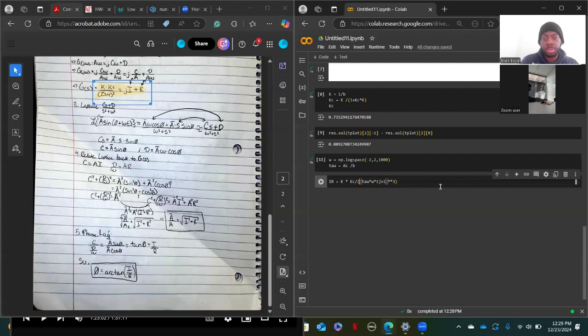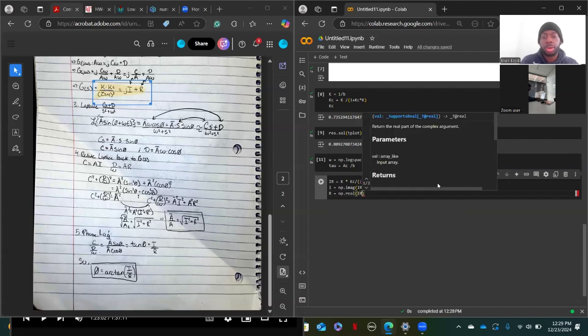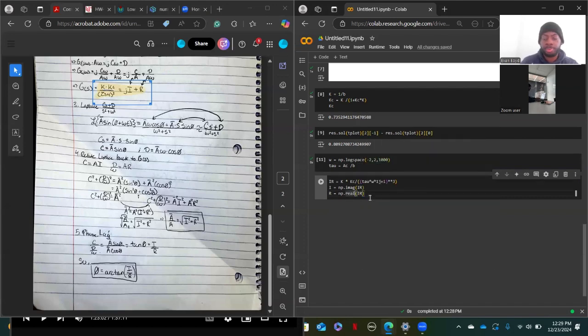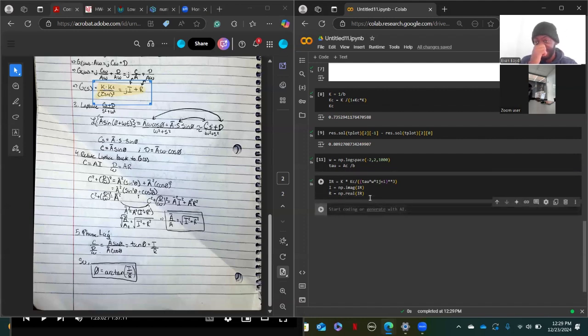Right. And then next we have to define I and R. So I we know is imaginary. So we just do np.imag, and it's for IR. And then R, we just do np.real, and it's also for our IR. Okay. Shift enter. This works. Perfect.